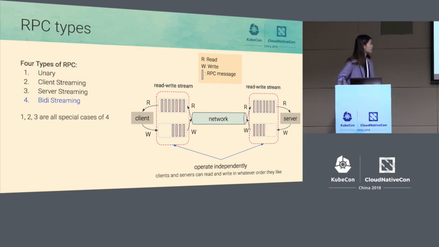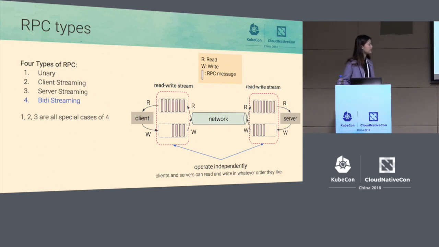The second type is the client streaming type. For this type, the client will send a stream of messages to the server, and the server will respond with a single message. Similarly, for server streaming, the client will send a single message to the server, and the server will stream multiple messages back to the client. Finally, there is bidirectional streaming.